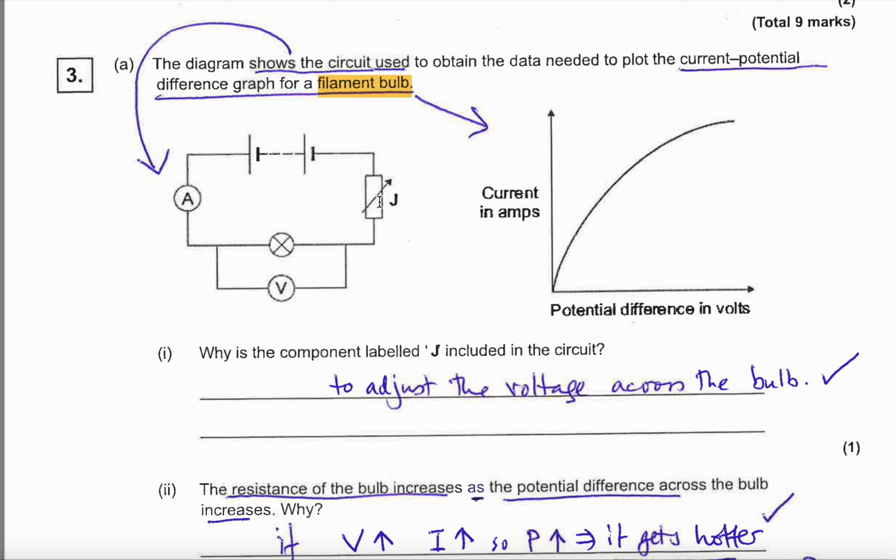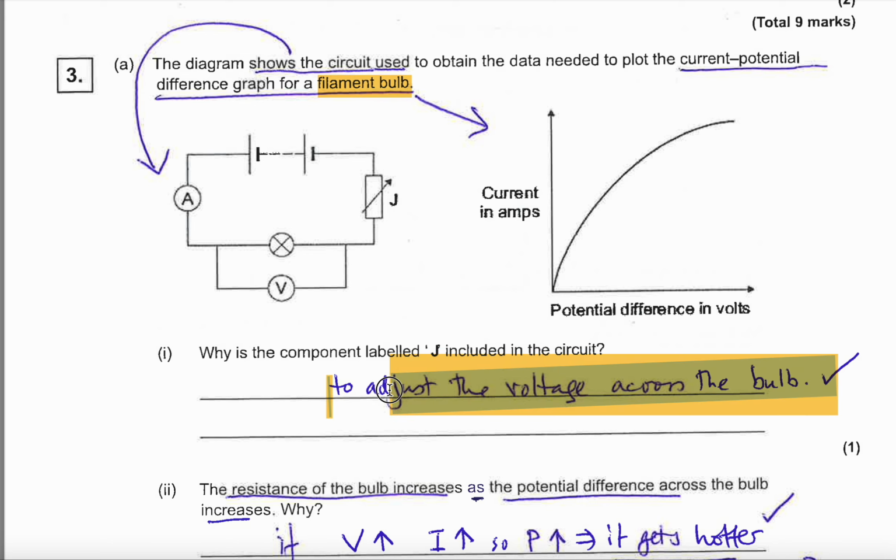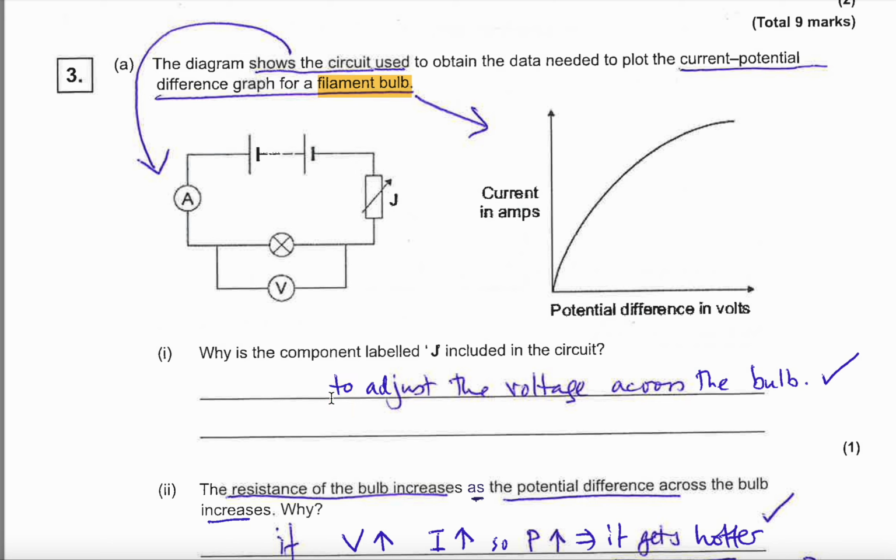It then says, why is the component labeled J included in this circuit? Well, if you didn't have it in the circuit, you just have a constant voltage. You wouldn't be able to vary the voltage, okay? It will always give you the full value of the battery. So you need it to adjust the voltage across the circuit, yeah, to adjust the voltage. That's why you need it, okay?